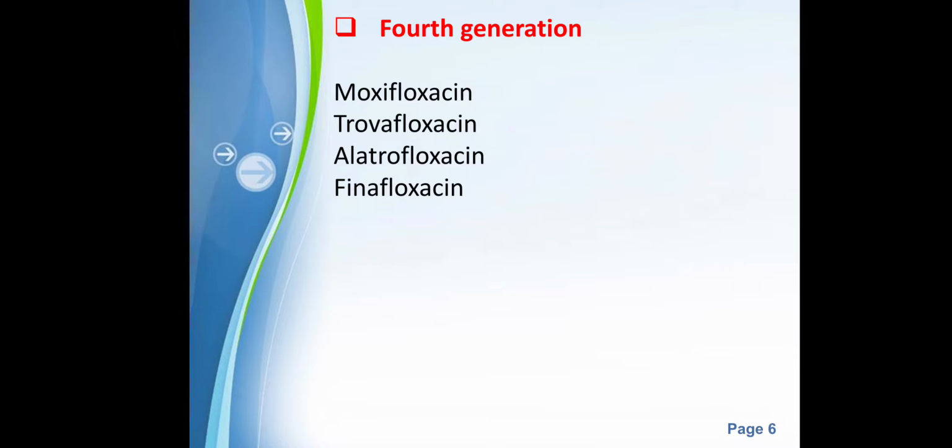Now, as this is your first system, let me tell you that classification, right? For each and every system, each and every group, classification is the thing that you will have to remember. There is no concept behind that which I can explain. It is the only thing that totally depends upon your memory. You have to find your own way to remember it, right? So these are the four generations of fluoroquinolones.